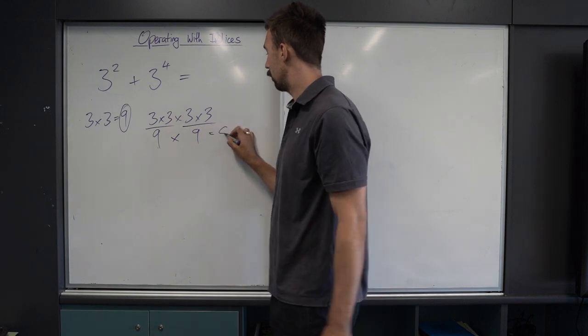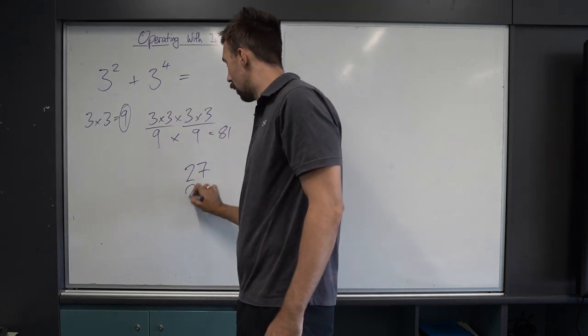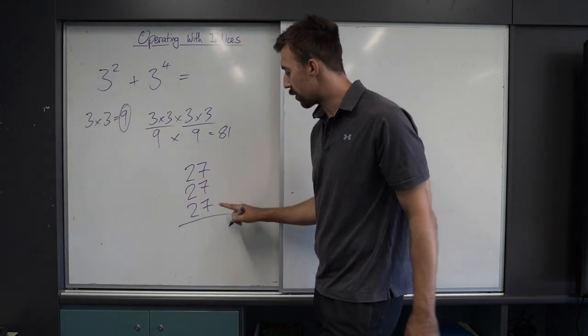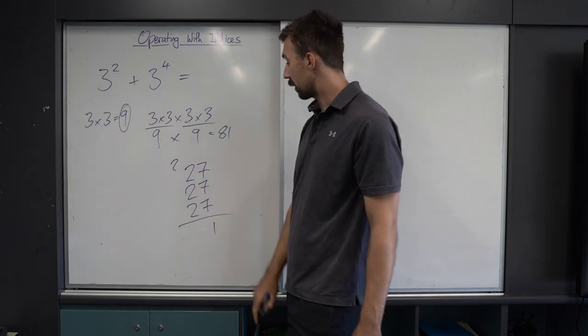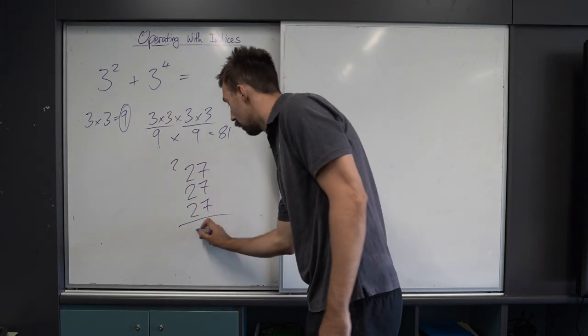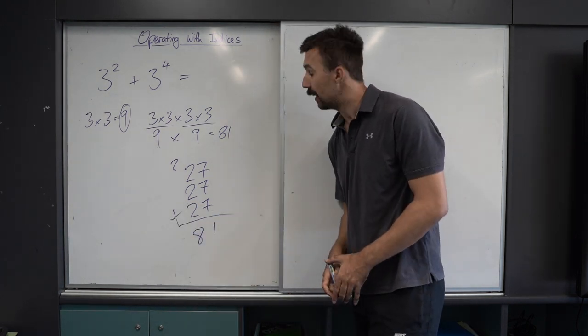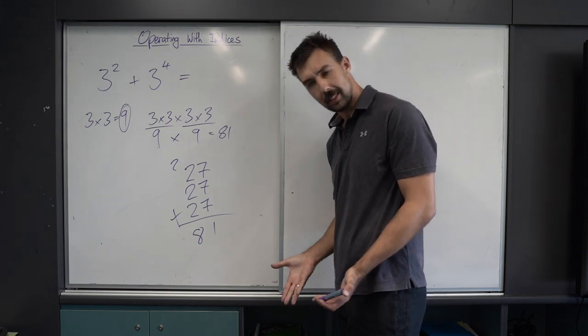9 times 9, 81, or 27, 27, 27. 7, 14, 21, carry the 2. 2, 4, 6, 7, 8, 81. And that's how we added them. If we're going too fast, repeat that. Watch it 3 more times and you will hopefully go, oh, that makes sense.